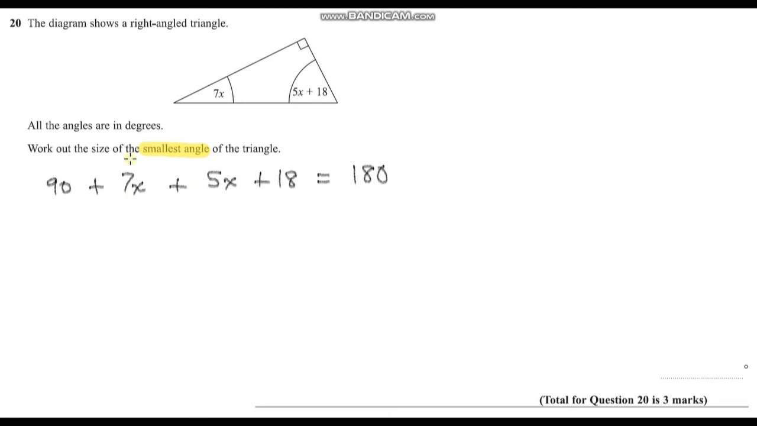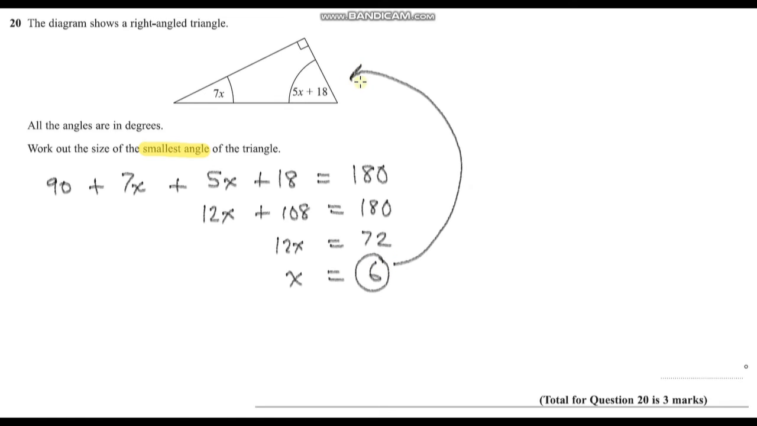And now we just have an equation to solve. So let's first of all simplify this. We've got 7x plus 5x. Well, that gives us 12x. And then we've got 90 plus 18. Well, that gives us 108. And that equals 180. And now if we subtract 108 from both sides, we're left with 12x is equal to 72. And now if we divide both sides by 12, we get x is equal to 6. So we're not done. We found our value for x. We just need to substitute this back into our expressions to work out what the different angles are.